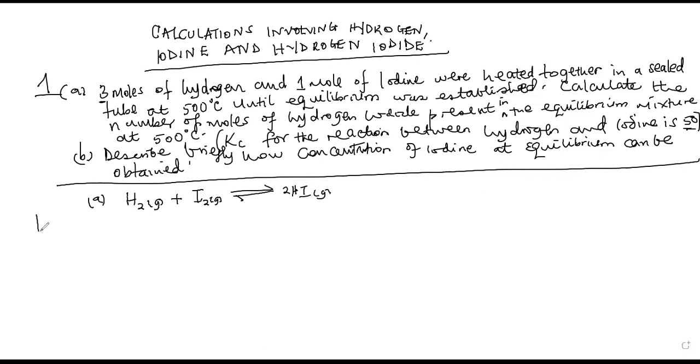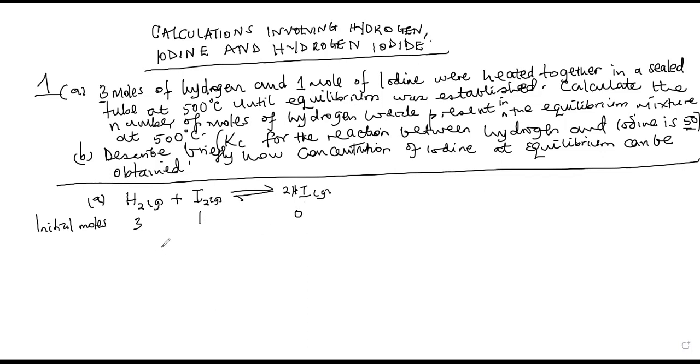So we need to write the initial moles. For this case, the initial moles of hydrogen are 3. We said 3 moles were mixed with 1 mole and heated. So we have 3 moles here, we have 1 mole heated. Then initially, we do not have any moles of hydrogen iodide.